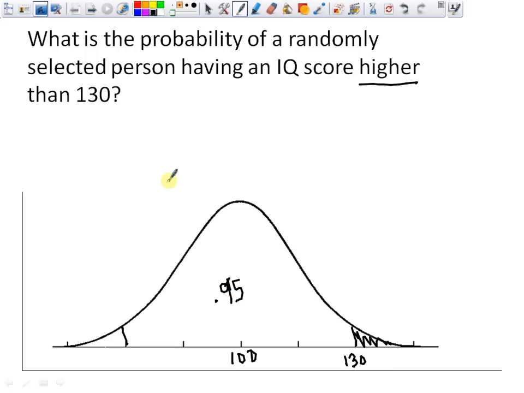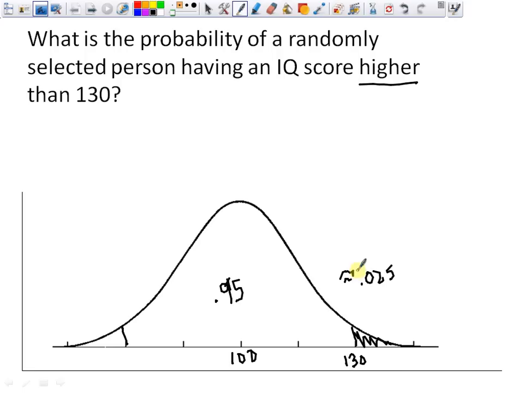Everything under the curve has to add up to 1 because that's 100% of our data. So we have 5% of our data in this tail and in this tail combined. Since it's perfectly symmetric, half lies in this tail, half lies in that tail. So basically half of 5% is 2.5%, or as a decimal, 0.025. That's our approximate, based on the empirical rule, of the probability of getting someone who has an IQ score greater than 130.